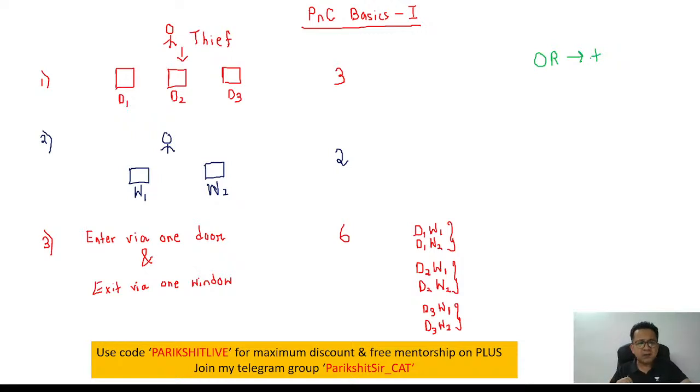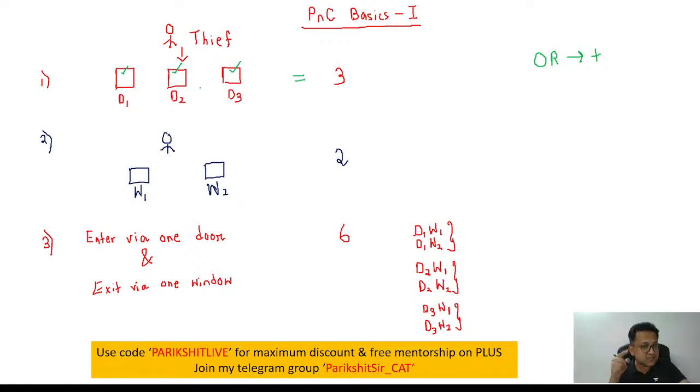As an example, in question number 1, you enter via door 1 or door 2 or door 3. Can you see? We said, in how many ways can the thief enter the room? That was question number 1, right? You said either door 1 or door 2 or door 3. And then you gave me an answer as 3.